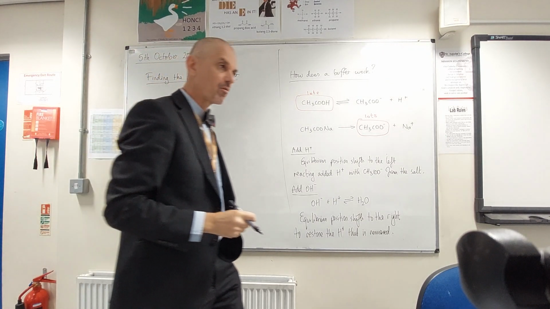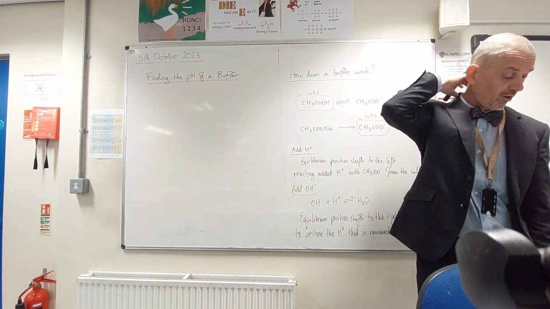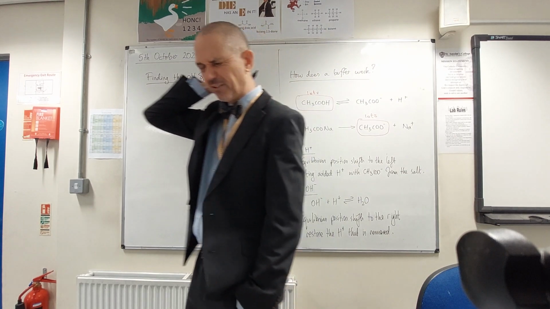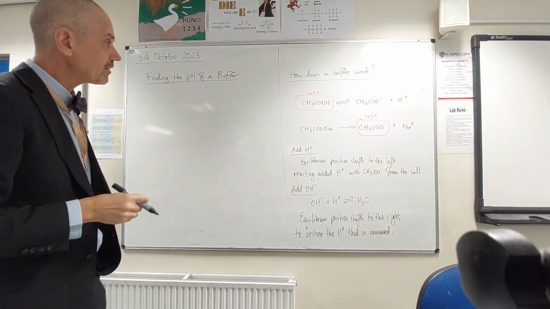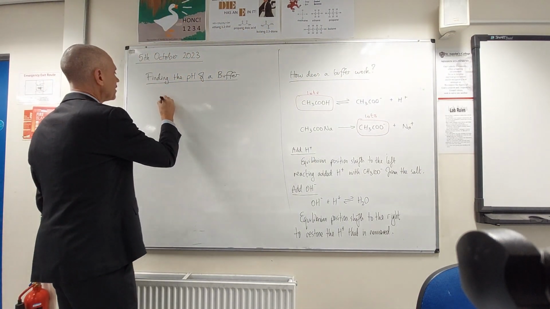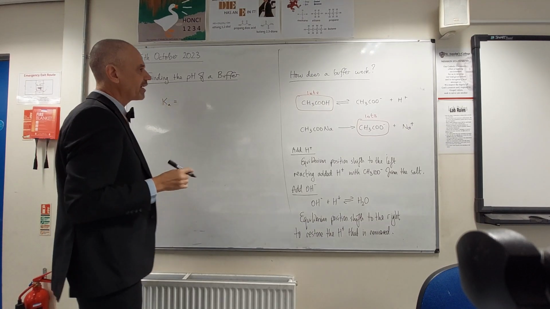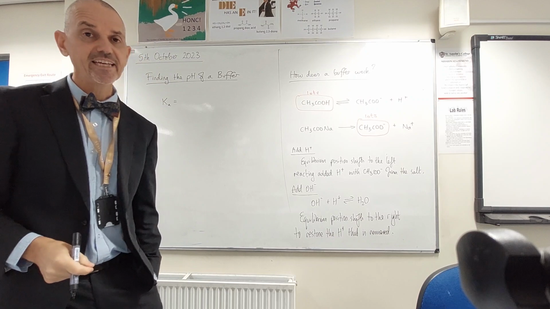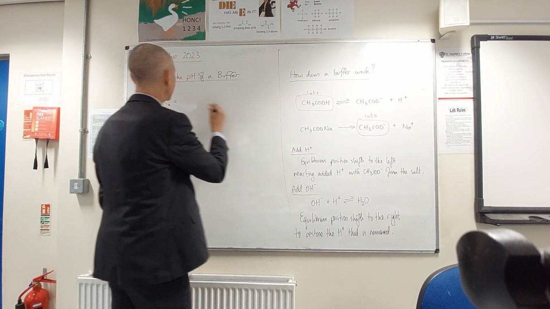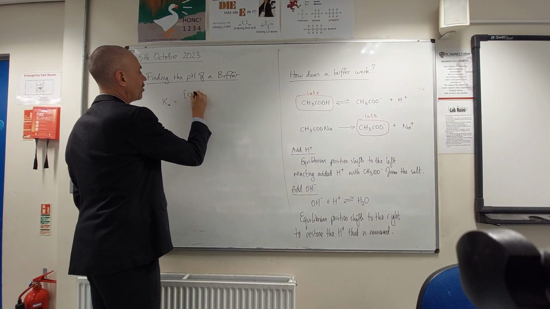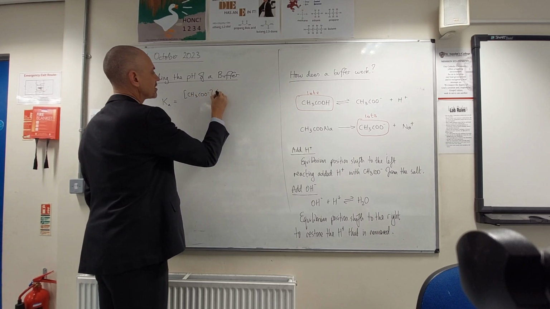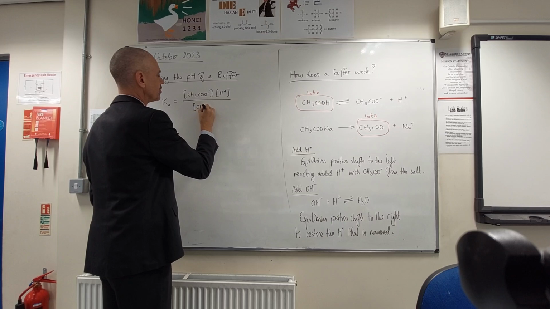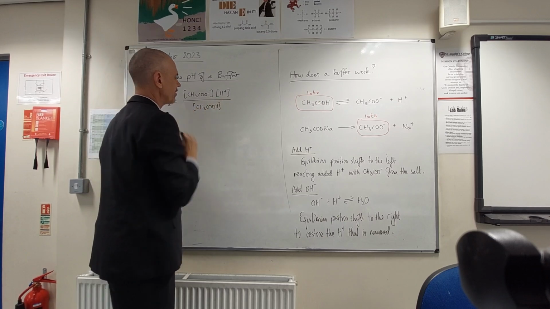This is a little bit of a roller coaster ride and involves quite a lot of maths, but hang in there. If I want to find the pH of a buffer solution, well, remember, I can write an expression for the equilibrium constant Ka for an acid, which is the concentrations of products over the concentration of a reactant.